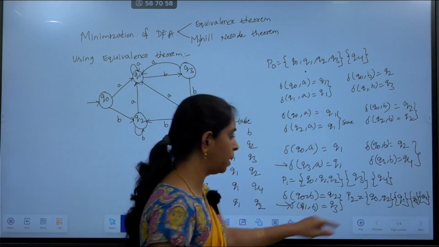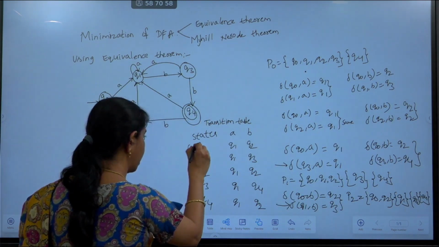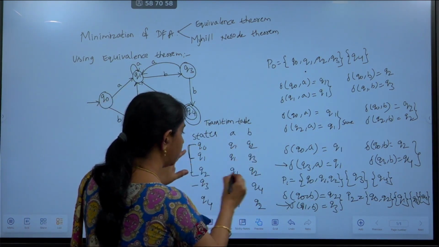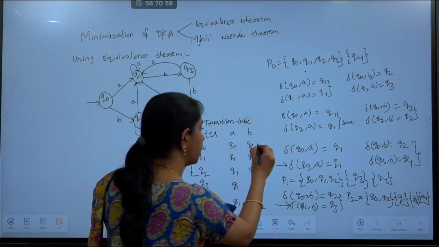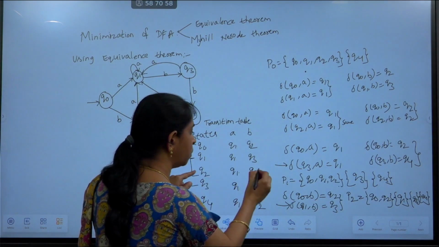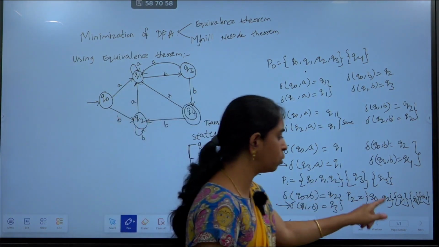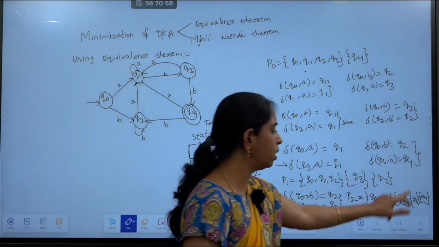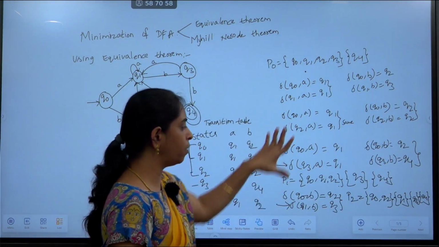Now again compare Q0, Q2. So Q0 on input alphabet A, Q1, Q2 on input alphabet A, Q1, both are same. Q0 on input alphabet B, Q2, Q2 on input alphabet B, Q2, both are same. That means Q0, Q2 are in the same state, because we have reached the same states. Q1, Q3, Q4 are the different states. Like that we have done our partition.